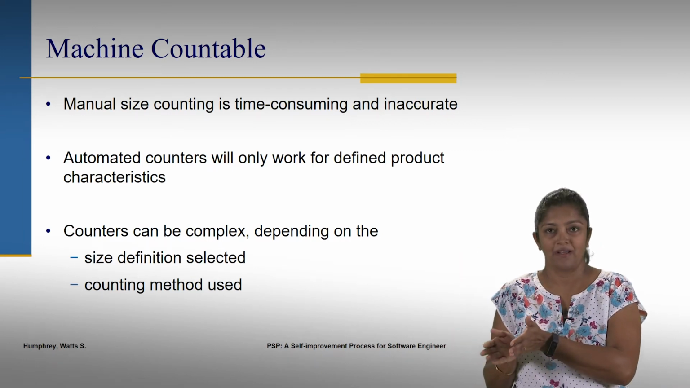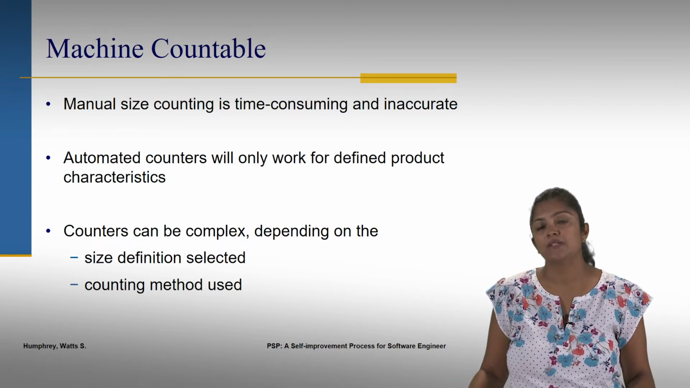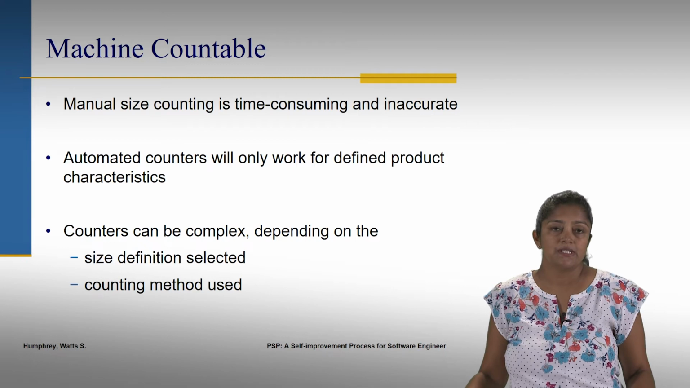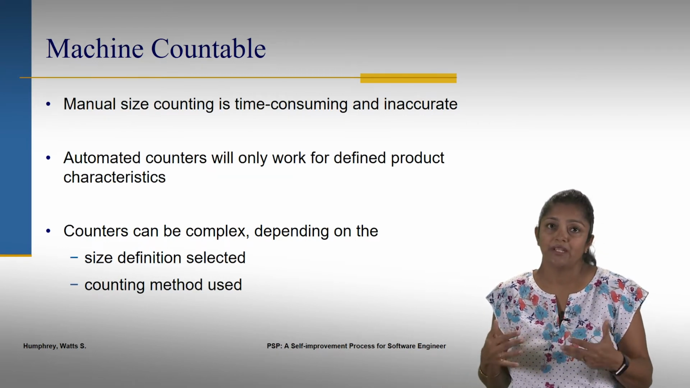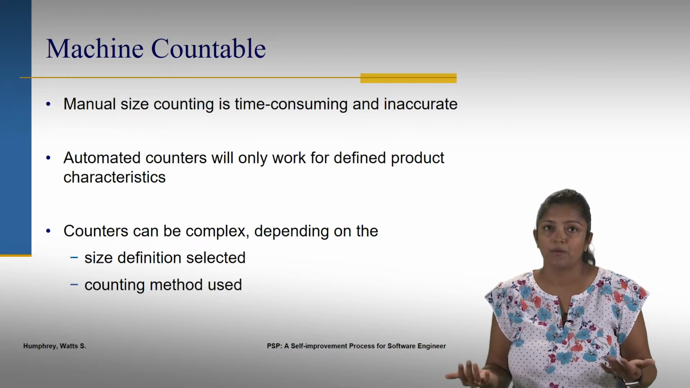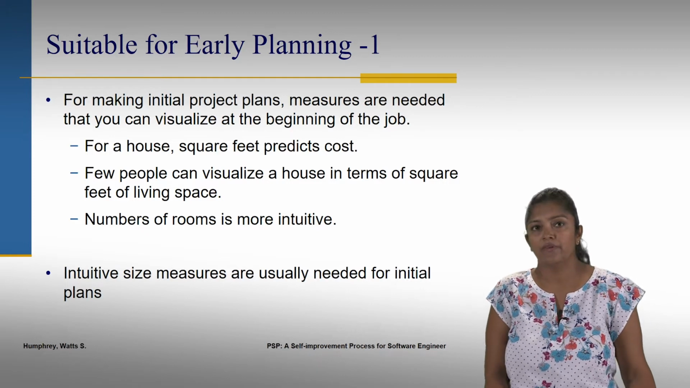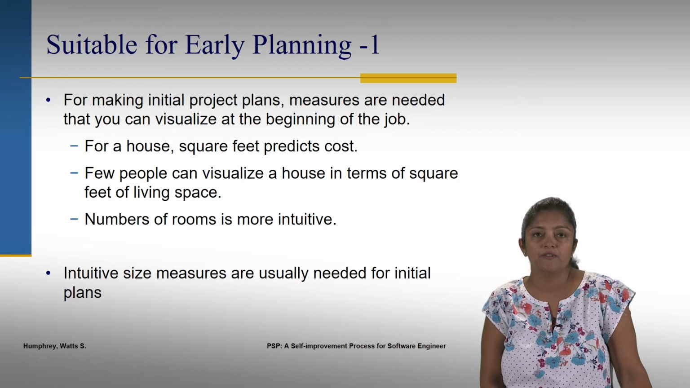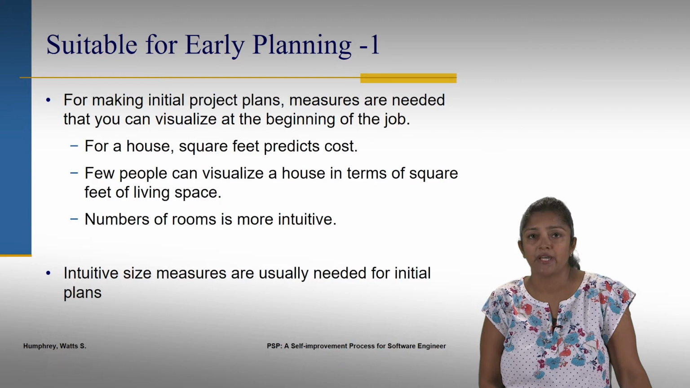algorithm for doing the counting and for characterizing the product. So writing these automated counters is also complex. It's not straightforward. It depends highly on the size definition that's selected and the counting method that's used. So that needs to be provided in order to be able to come up with these automated counters. We can also talk about what is really suitable in terms of planning. What is a suitable measure when we are trying to think of size?